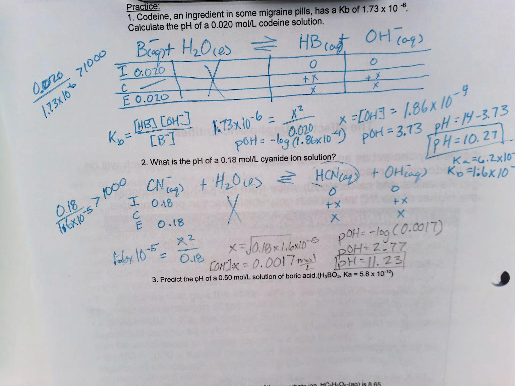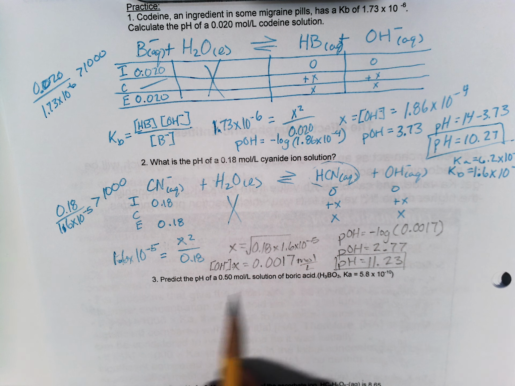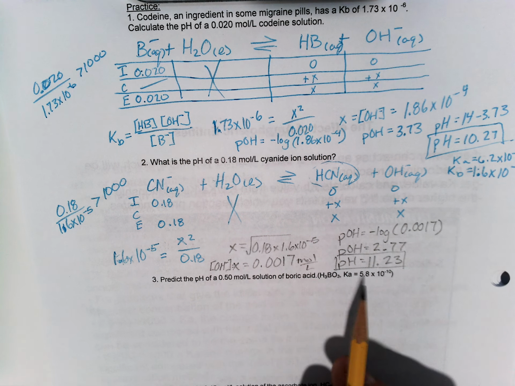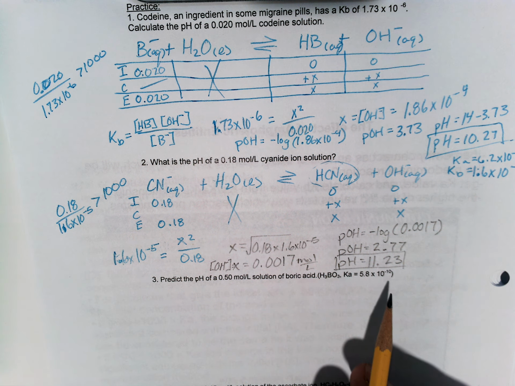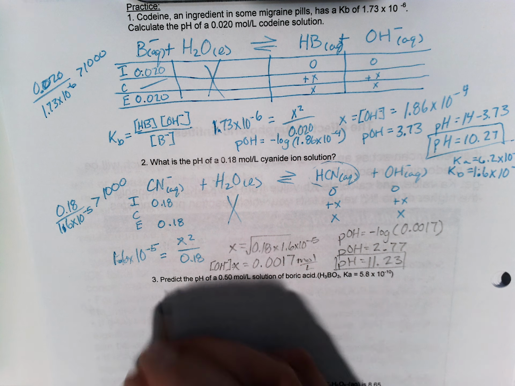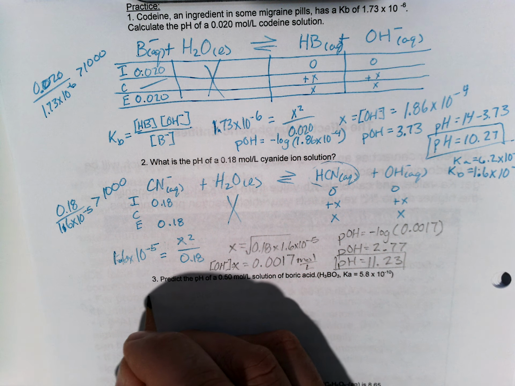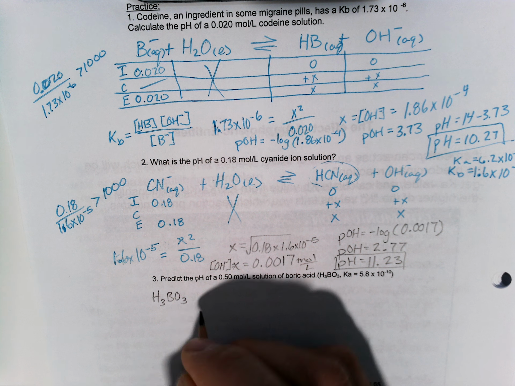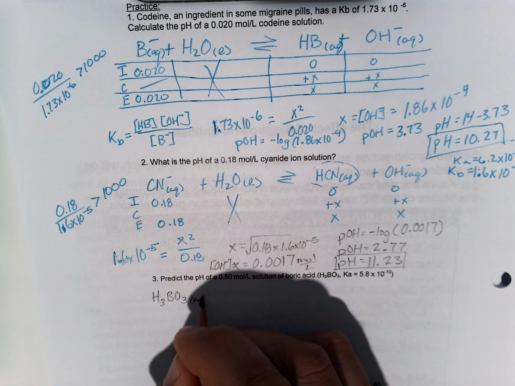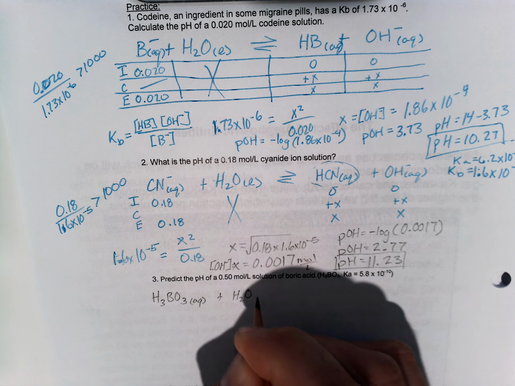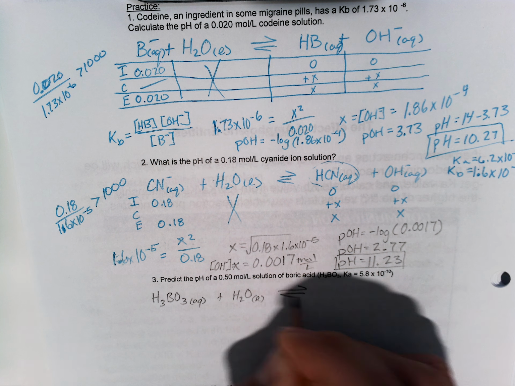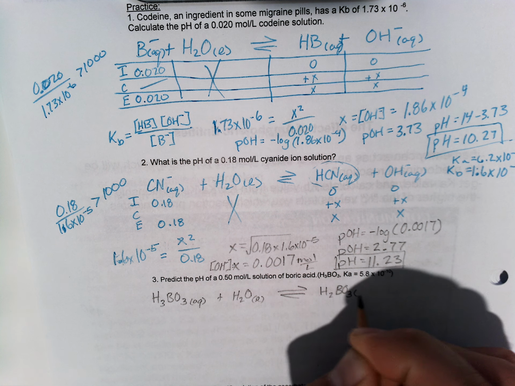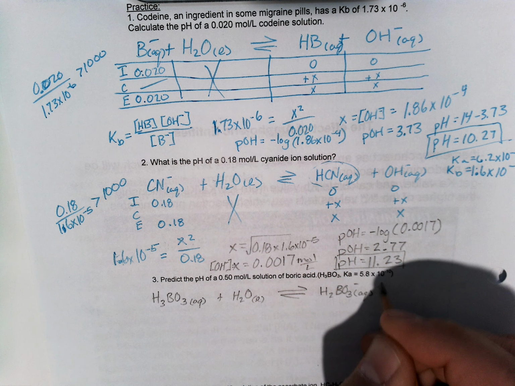Predict the pH of a 0.5 mole per liter solution of boric acid. Its Ka is 5.8 times 10 to the minus 10. Okay, so in this case, we have an acid. So we're going to start with that. H3BO3 plus water is producing H2BO3 minus plus H3O plus.